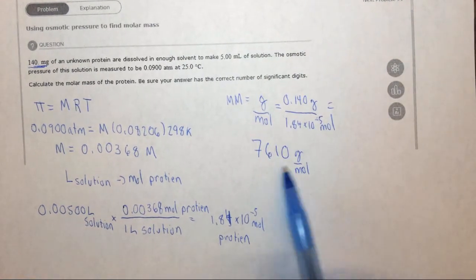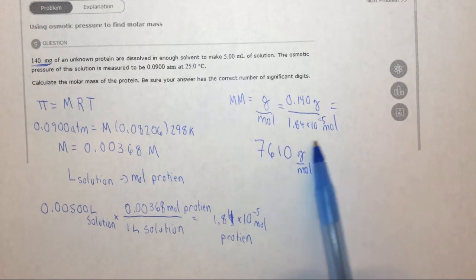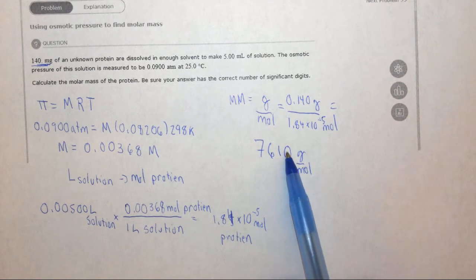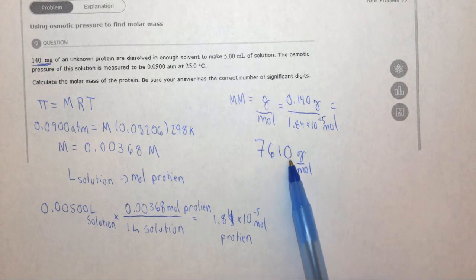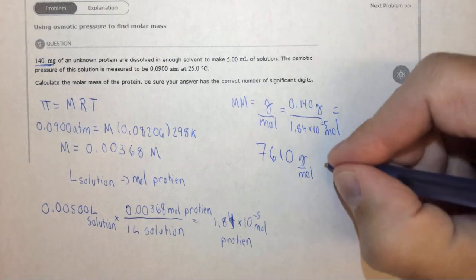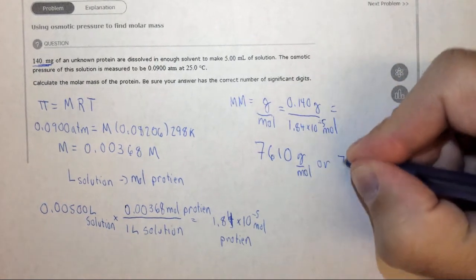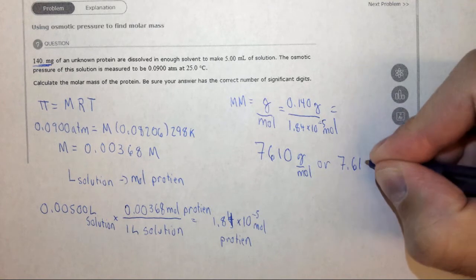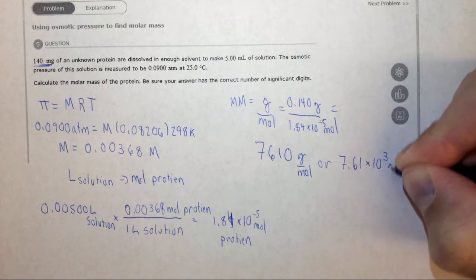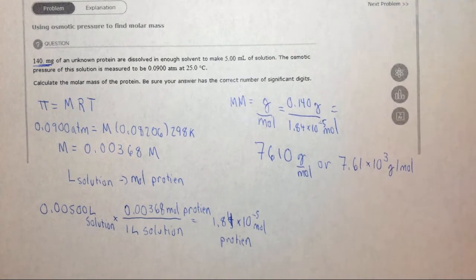Now, I would strongly recommend putting this in scientific notation because here the sig figs are ambiguous a little bit, whether or not this zero is a sig fig or not. So if we put it in scientific notation, it's not ambiguous. 7.61 times 10 to the 3 grams per mole.